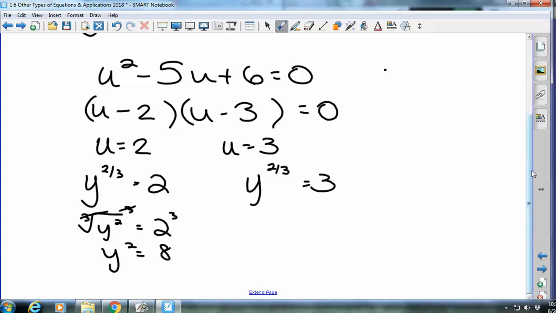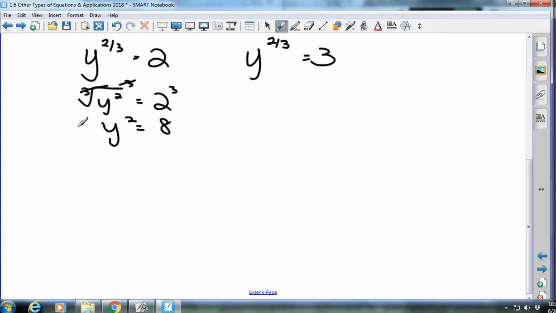How do you get rid of a square? Square root, and if you have a square root, you also have to add plus or minus. Can you break down the square root of 8? Yeah, square root of 4 would be 2.